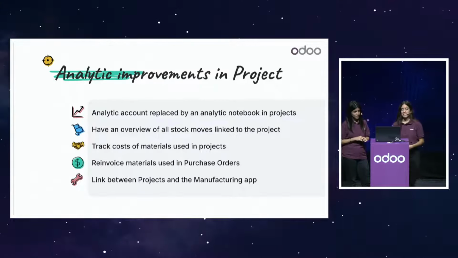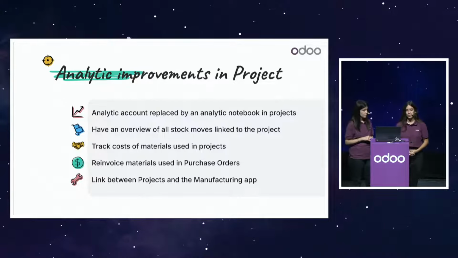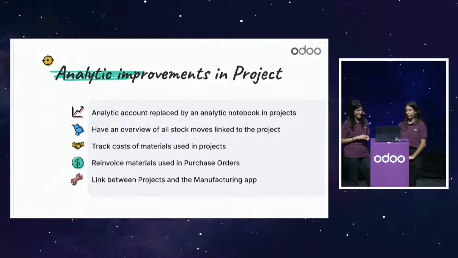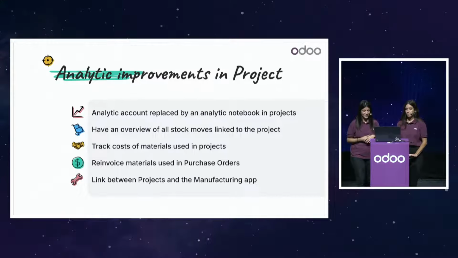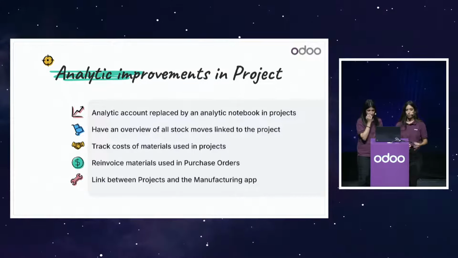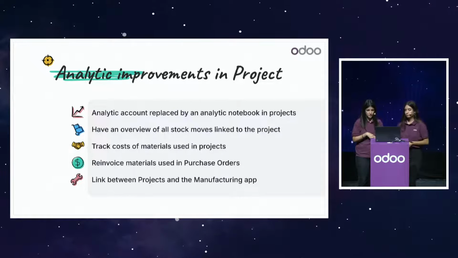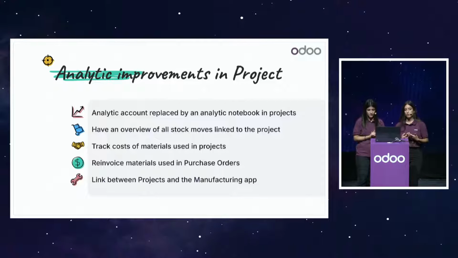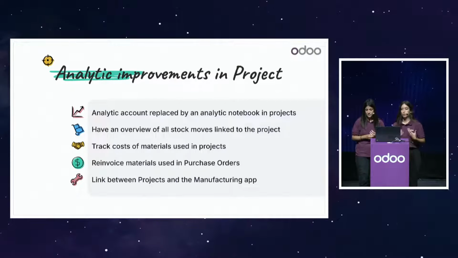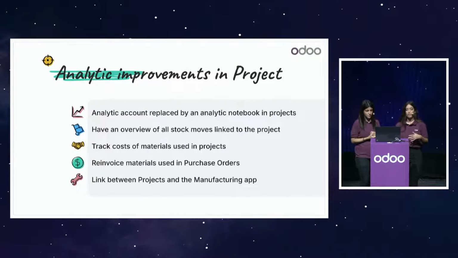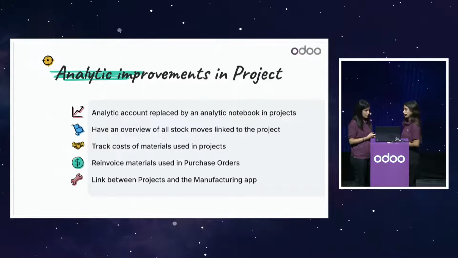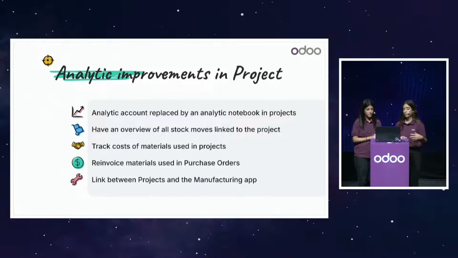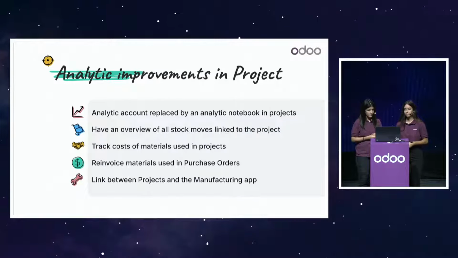The third one is that now we can track the cost of materials used in projects. Yes, you heard me correctly. We can now track the cost of materials used in projects without the need of adding the analytic account on the purchase order or the bill. We can now also re-invoice materials used in purchase orders. So if we purchase something for our project, we can afterwards re-invoice it to our end customer. Finally, we have a new link between projects and the manufacturing app.